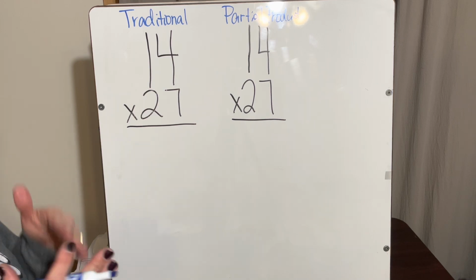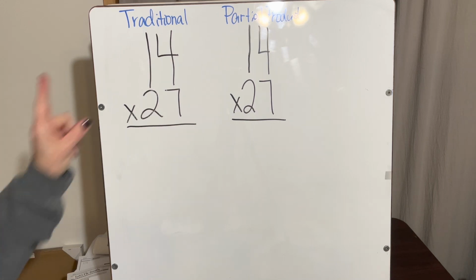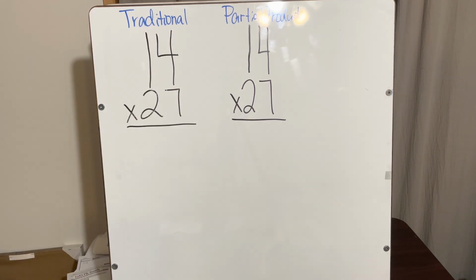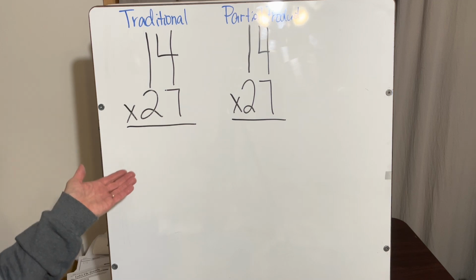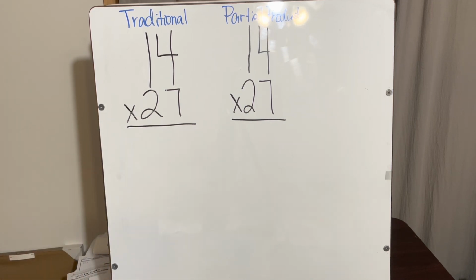Okay? So while you're getting that paper and pencil ready, I'm going to tell you why I have two different things written above these. So I have the same problem written twice, but I have traditional and I have partial product. Now, with a lot of the things that I show you, I try to give you more than one strategy. The reason I give you more than one strategy is because I want you to choose what you feel most comfortable using in order to solve. So if you like the traditional way, by all means use it. If you like partial product, by all means use it.